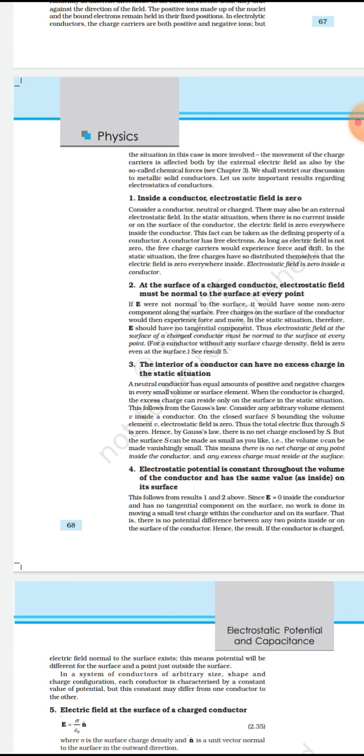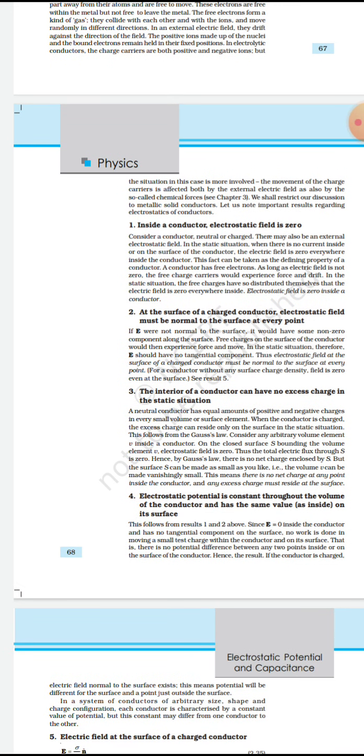In that static situation, where there is no current inside or on the surface of a conductor, we can say the electric field is 0 everywhere inside the conductor. We learnt in the first video, as I was explaining electrostatics, that for every conductor the electrostatic field is 0. So this fact can be defined properly in the conductor.